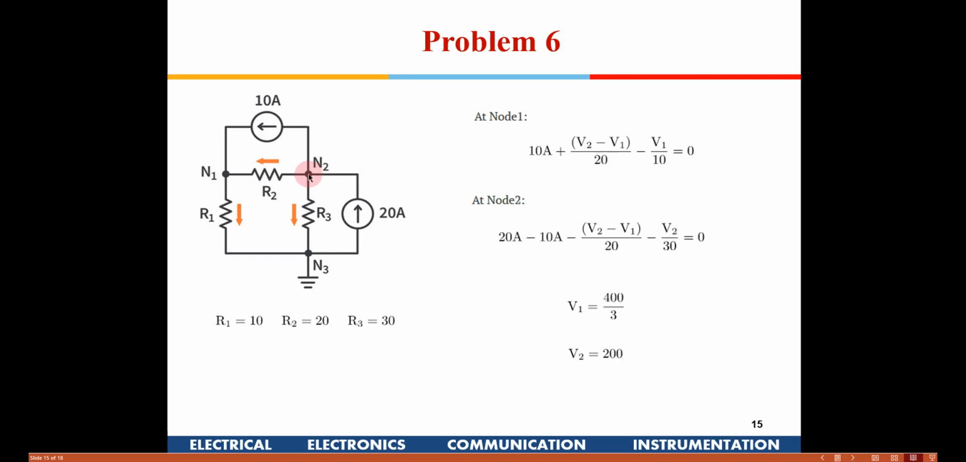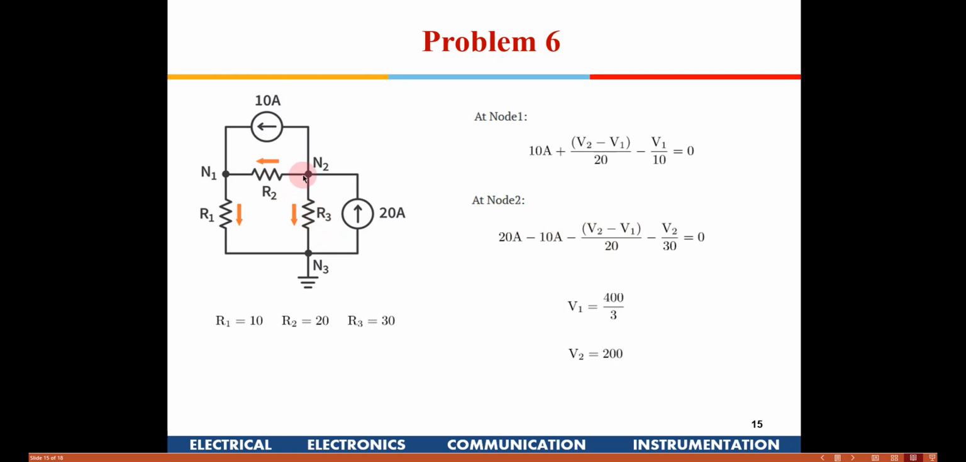Similarly, writing the current equation at node 2 and equating it to 0. All the currents which are coming into node 2: you see this is 20 amperes which is coming in, and 10 amperes is going out of this node. So I have put negative here. So 20 is positive, 10 is negative. And what is this current now? This is going out again. So V2 minus V1 by 20, since this current is going out, it is negative.